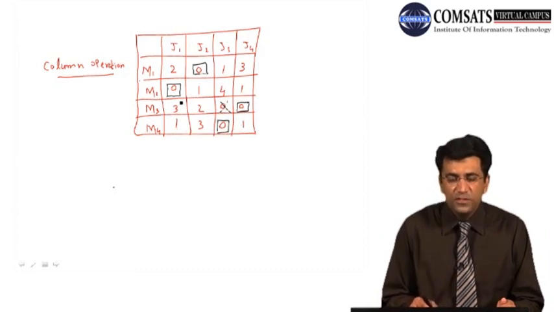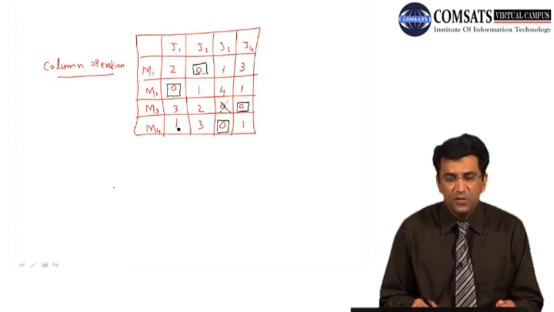Then we will move column-wise. If there is any other 0 which has not been assigned or crossed, we will assign it if there is a single 0. If there are two zeros in a column, we will leave it. So that's why we check this particular column. This 0 was already assigned, so we move to the next column, already assigned. Third column, already assigned, already crossed zeros.